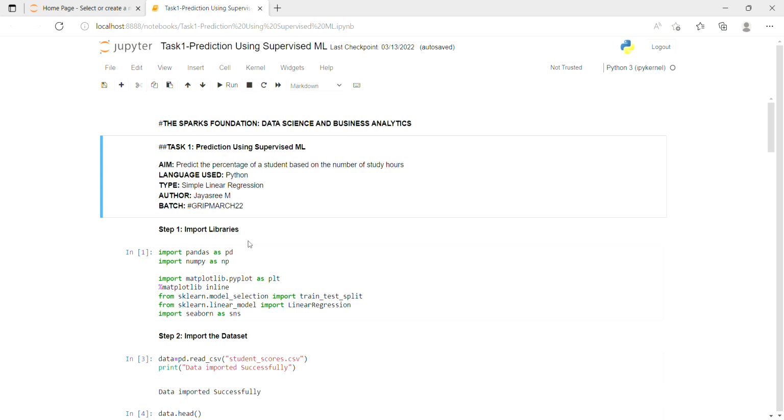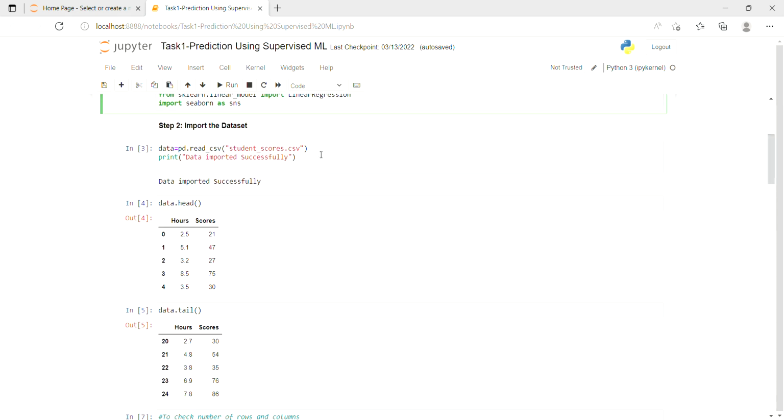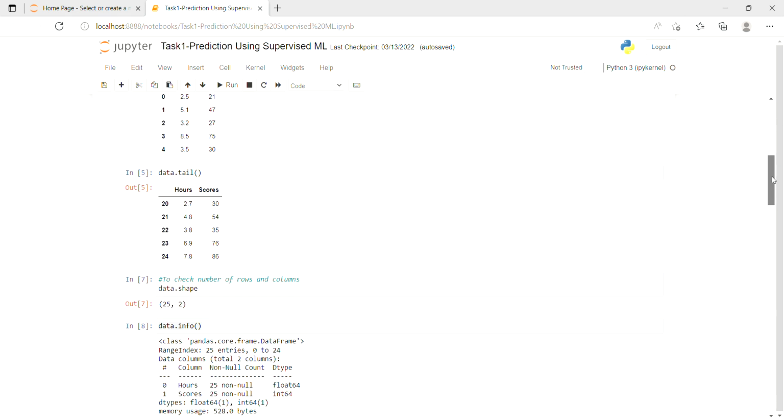The first step here is importing the important libraries that are needed. The next step is importing the data set. The data set here contains two columns, that is the number of hours studied and the scores obtained. So this is the head and tail of our data set.